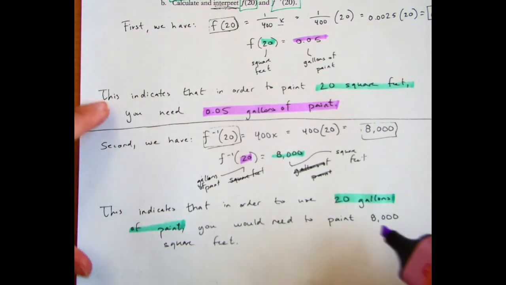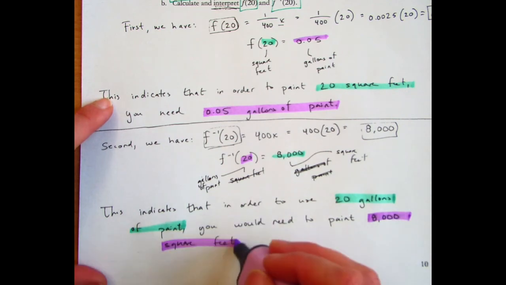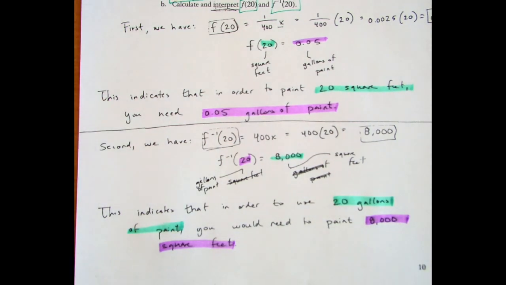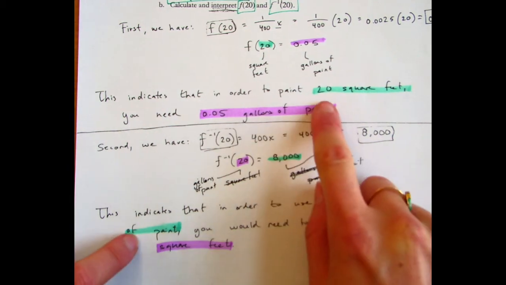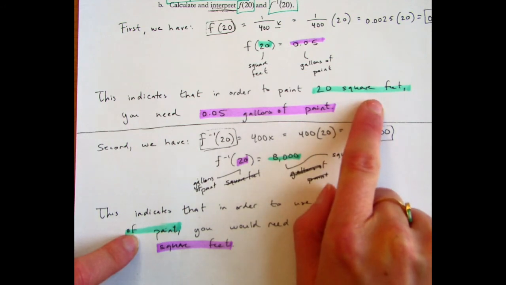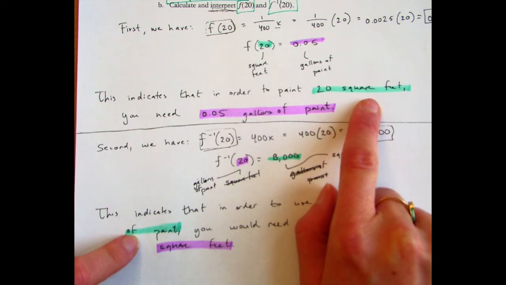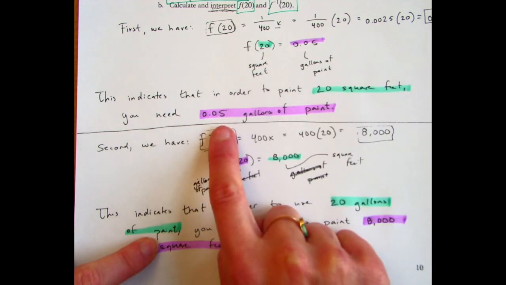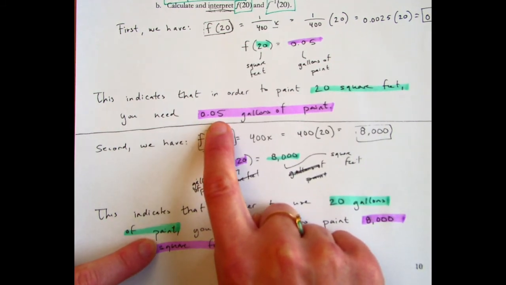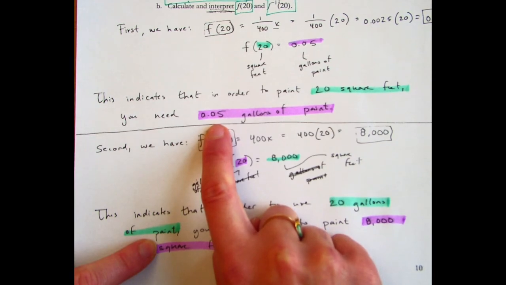So the last thing I would probably do is just make sure that my answers make sense. So thinking about just logically, does it make sense that to paint 20 square feet of a wall, like maybe the size of one wall in this classroom, I would need about 0.05 gallons of paint, so very small amount of paint. Yes, that makes sense.